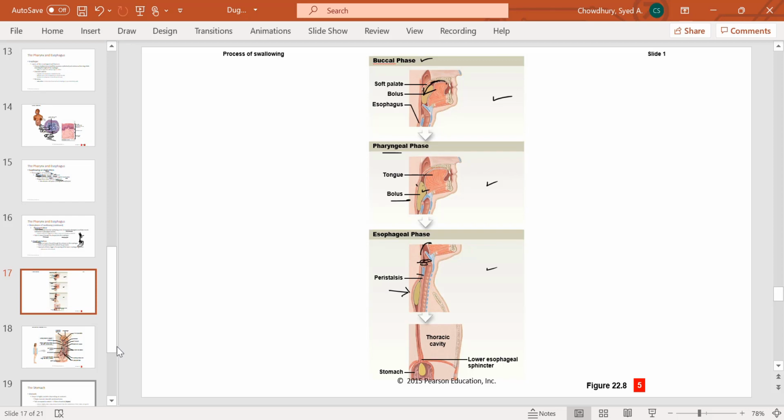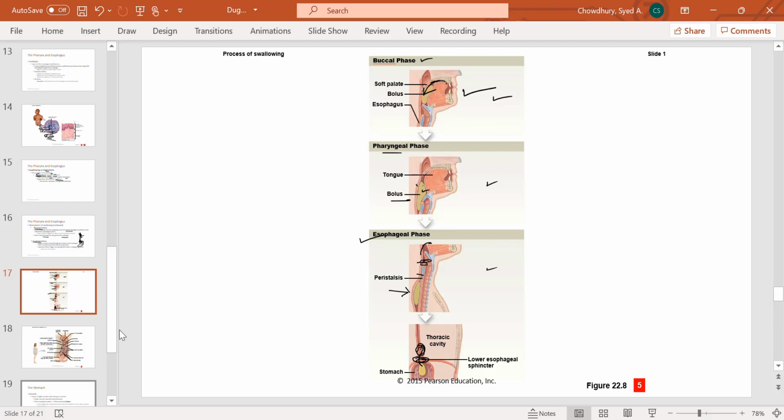And then the lower esophageal sphincter, which was very constricted before, but when the food arrives here, it will open wide to let the food get into the stomach. So that's the esophageal phase.